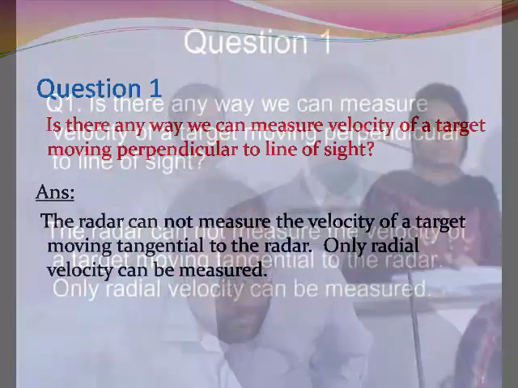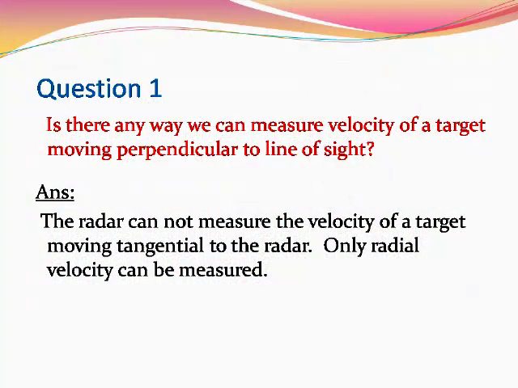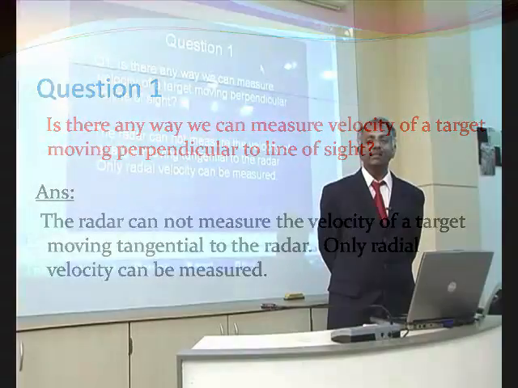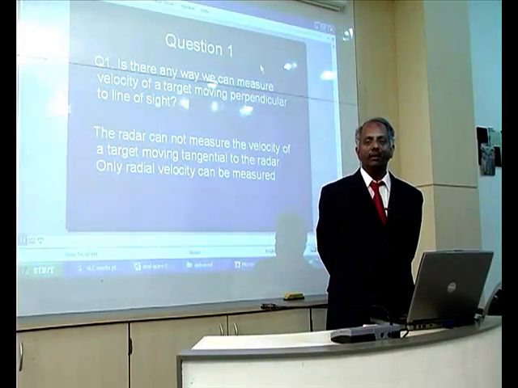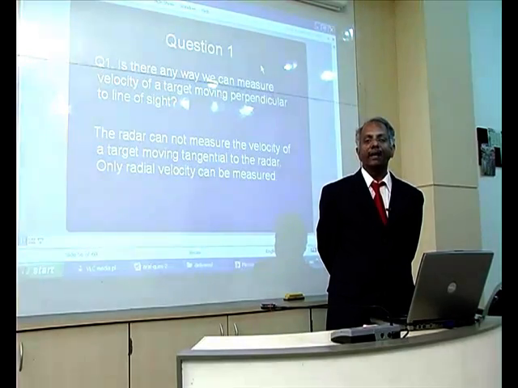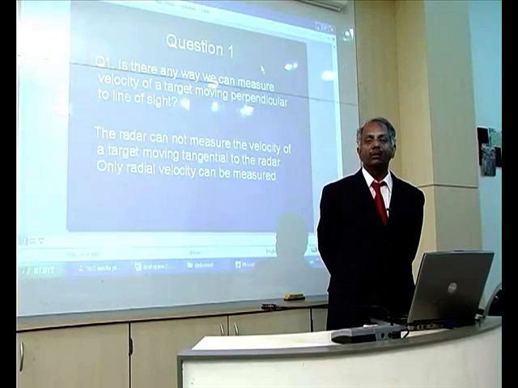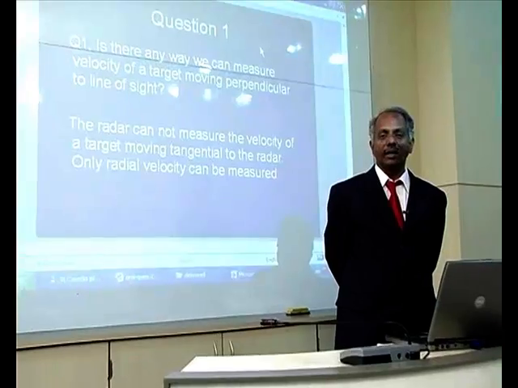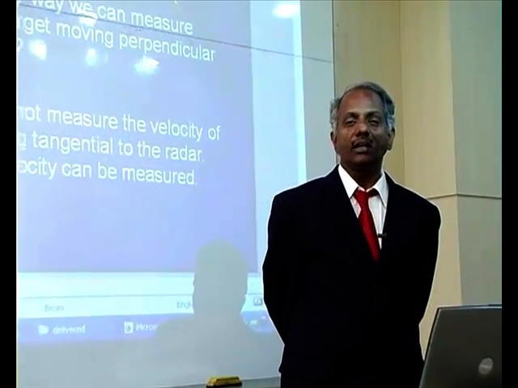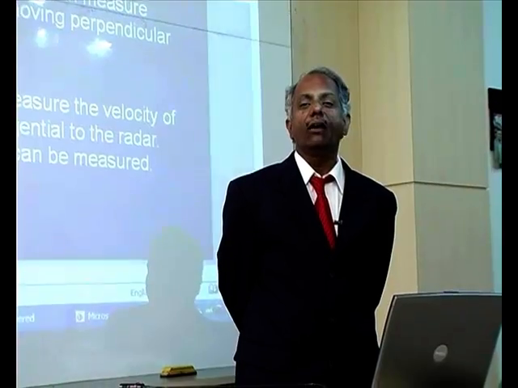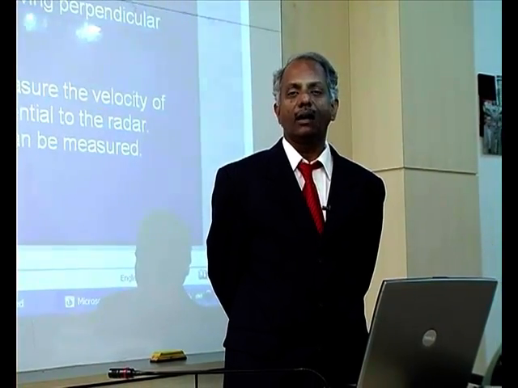Sir, is there any way we can measure the velocity of a target moving perpendicular to line of sight? As we have seen the slides, if the target is approaching the radar or moving away in the same line, we can definitely measure the velocity, or if it is moving at an angle, we can still find out the component of this in the perpendicular direction. But if the target is moving tangentially, we cannot measure the velocity using a radar system.